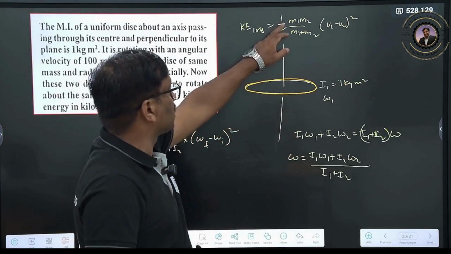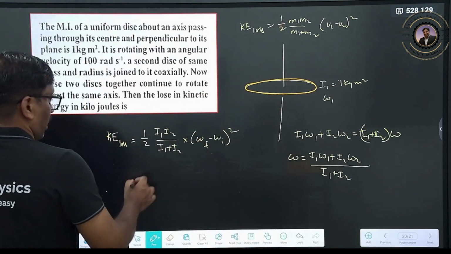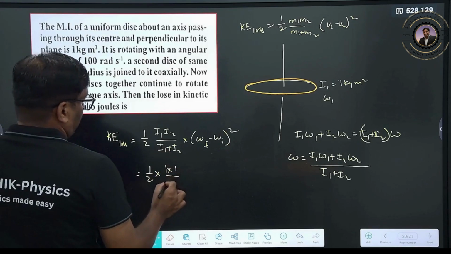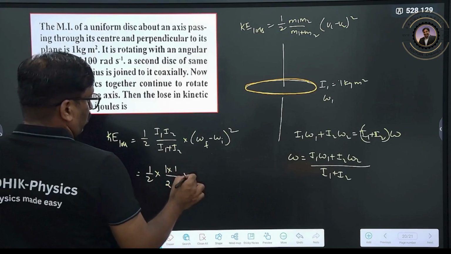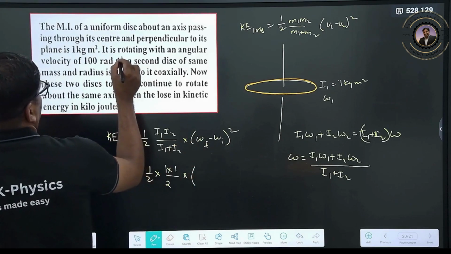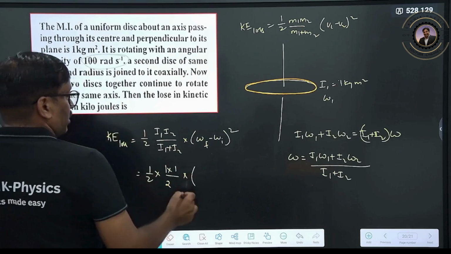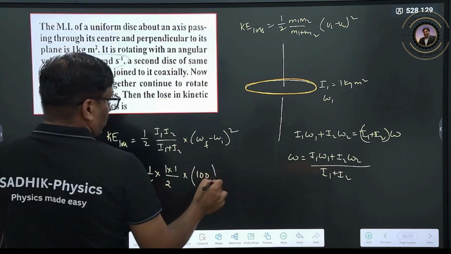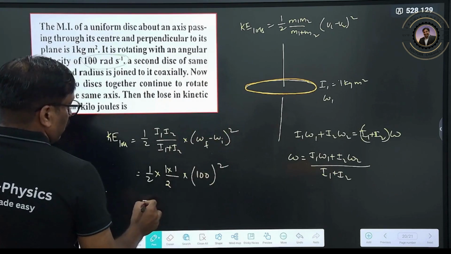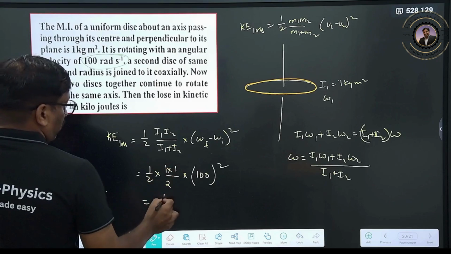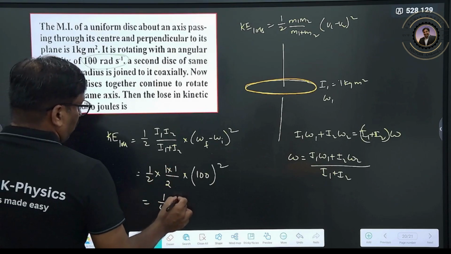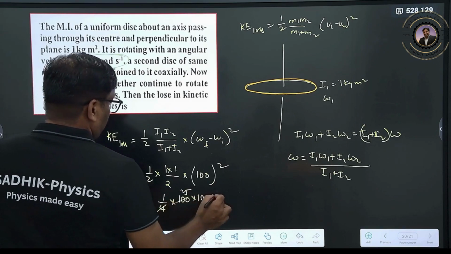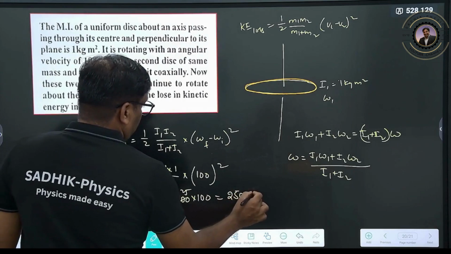Here, instead of the mass m, we write I. So 1 by 2, I is how much now? 1 into 1 by 1 plus 1, into omega, which is given directly in radians per second: 100. The other disc is not rotating, so minus 0 whole square. Clear? So how much will it be? 1 by 4 into 100 into 100. 4 into 25, so 2500 joules.